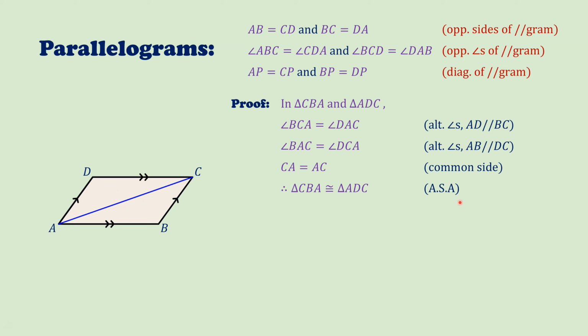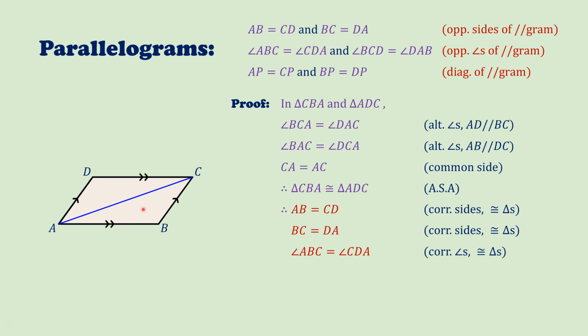Therefore, we can conclude that these two triangles CBA and ADC are congruent because of angle side angle. Now we can conclude that AB is equal to CD and BC is equal to DA because they are corresponding sides of congruent triangles. This is how we can prove the first property: the opposite sides of a parallelogram are always equal.